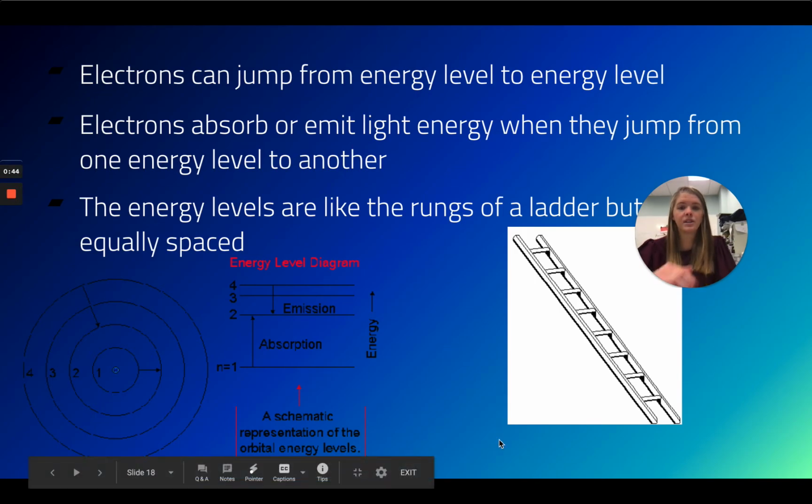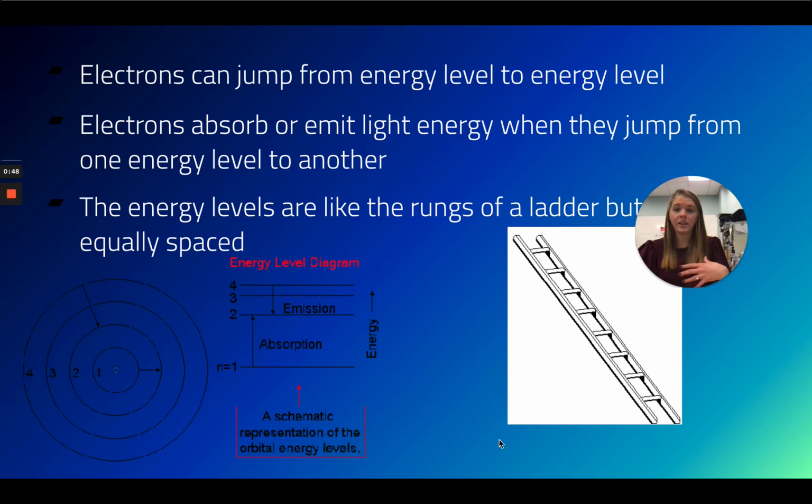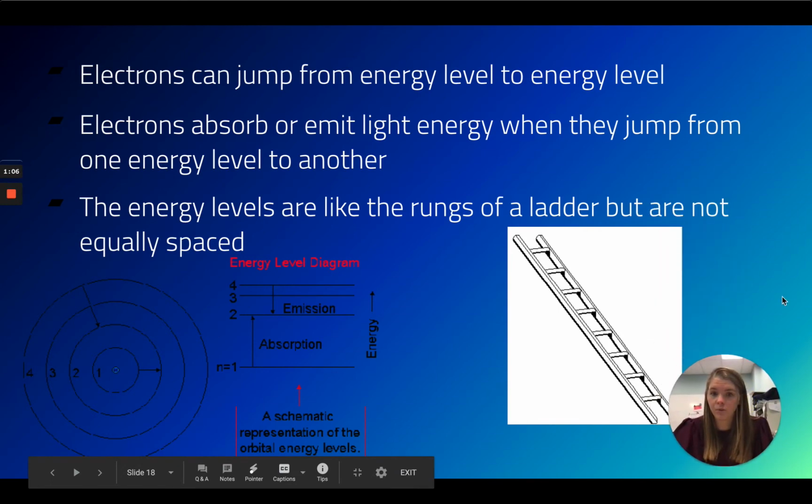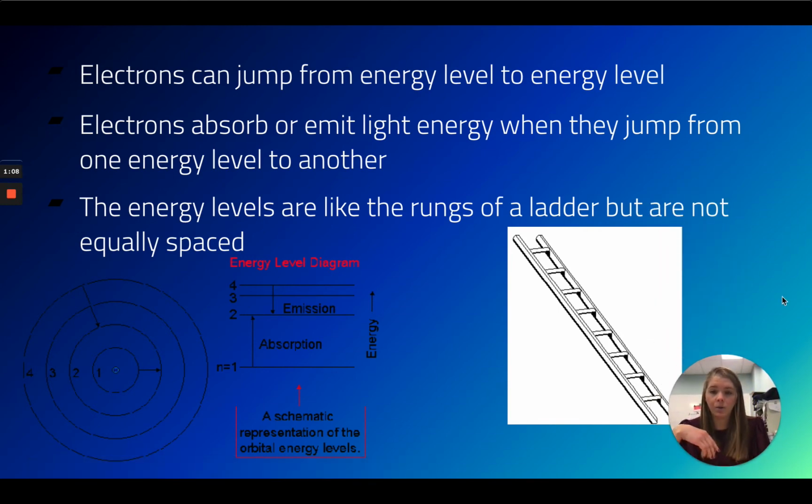Electrons can jump from energy level to energy level, as we know. And I told you as they're jumping, they need to gain a certain amount of energy, which is called their quantum of energy, so that they can release or absorb photons so that they can move from those different levels. So electrons absorb or emit light when they jump from one energy level to another. The energy levels can be thought of like the rungs of a ladder, but they're not equally spaced.